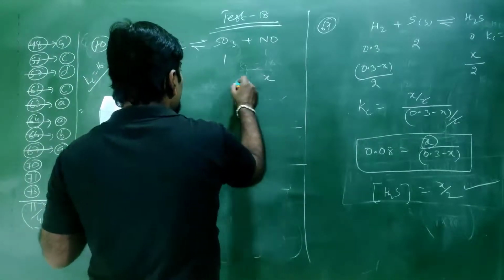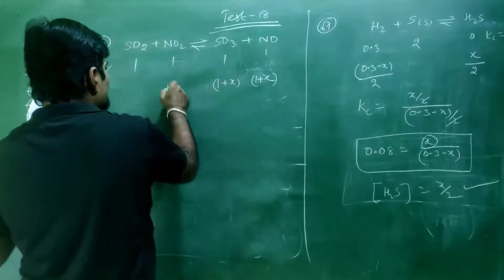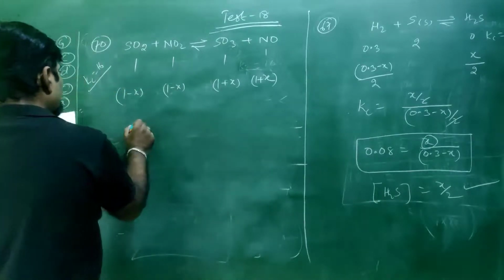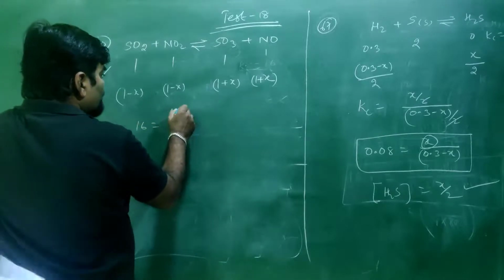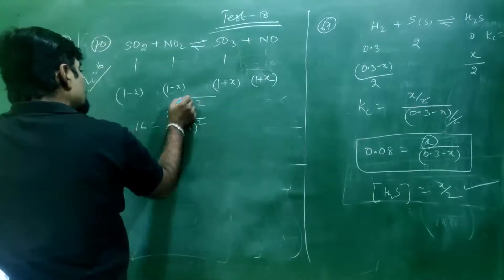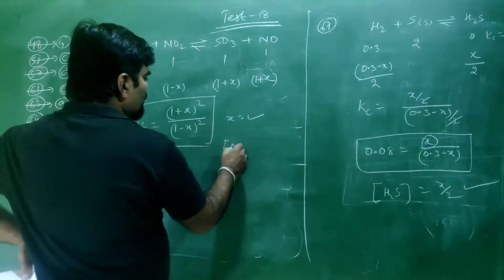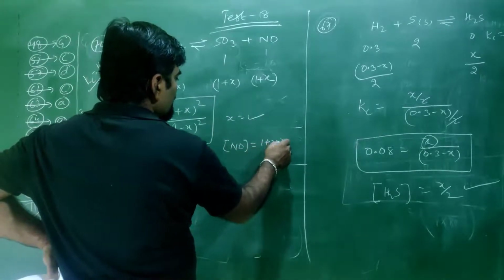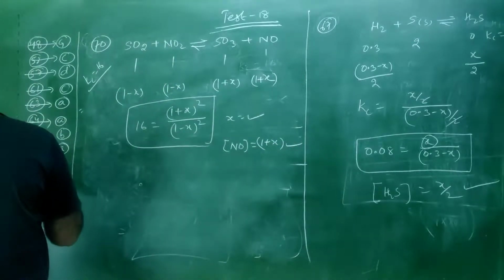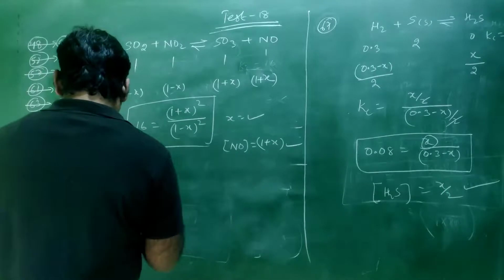So 1 mole of each of the 4 gases is taken. Then after equilibrium, it will become 1 plus x, 1 plus x, and this is 1 minus x, this is 1 minus x. Then Kc, which is 16, equals 1 plus x whole square divided by 1 minus x whole square. Solve this equation to get the value of x. Therefore, equilibrium concentration of NO will be 1 plus x. So the answer of this is given as D. Check the answer after calculating and then mark the correct answer. This is question number 70.